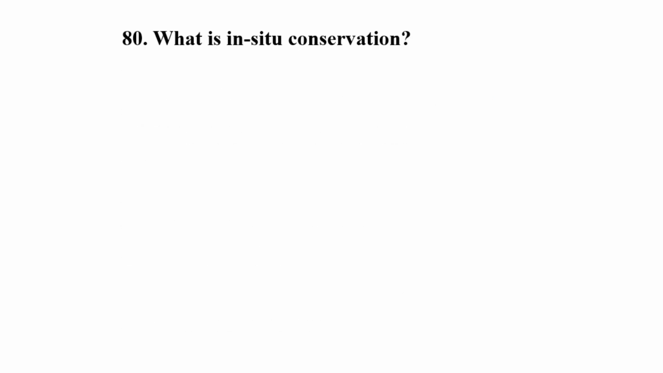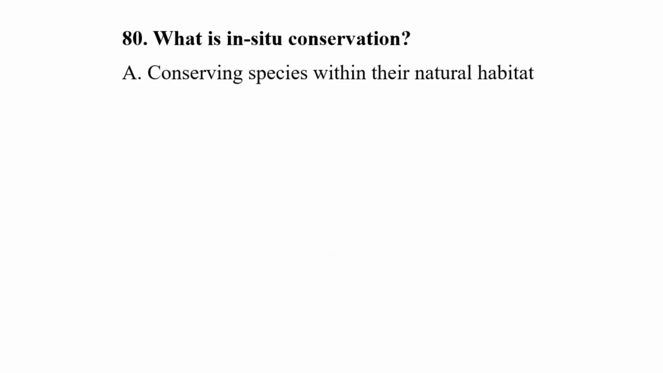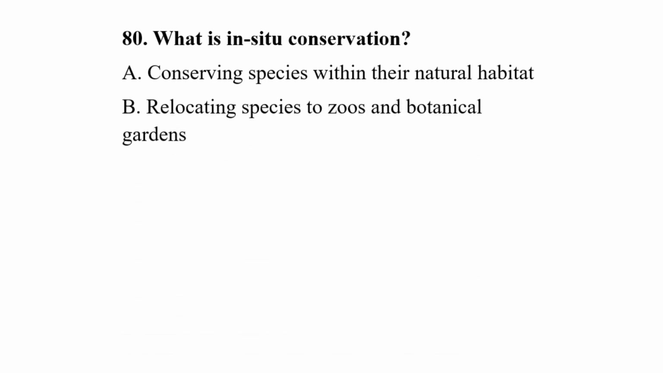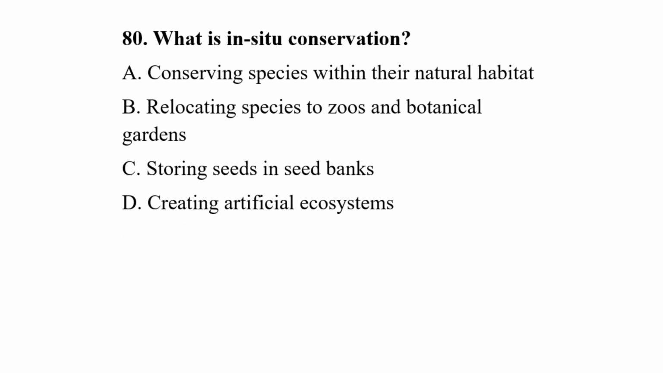Question number 80. What is in situ conservation? A. Conserving species with their natural habitat. B. Relocating species to zoos and botanical gardens. C. Storing seeds in seed banks. D. Creating artificial ecosystems.